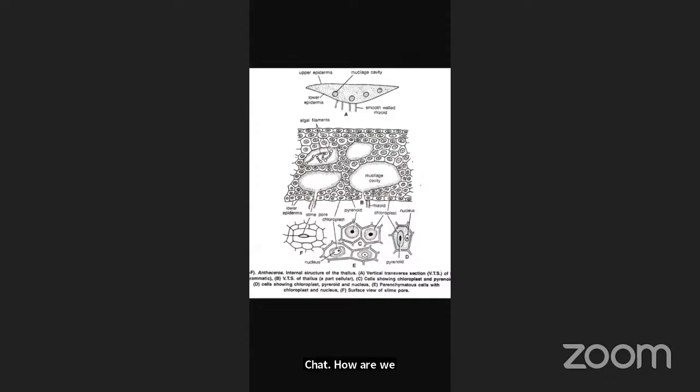The cells have chloroplasts and pyrenoids. Some mucilage cavities are also there. Those cavities are filled with Nostoc colonies, which is why we call them Nostoc colonies, which are involved in nitrogen fixation.